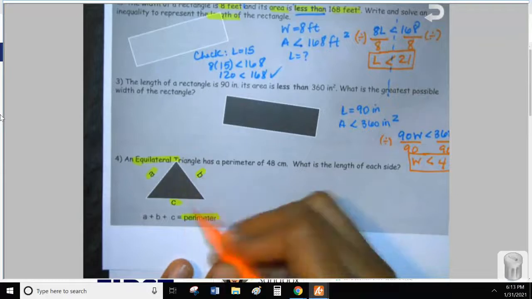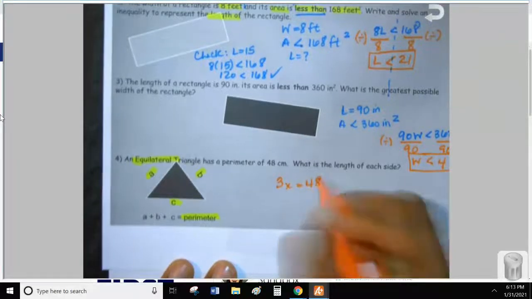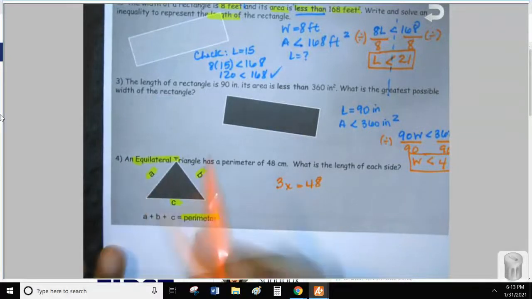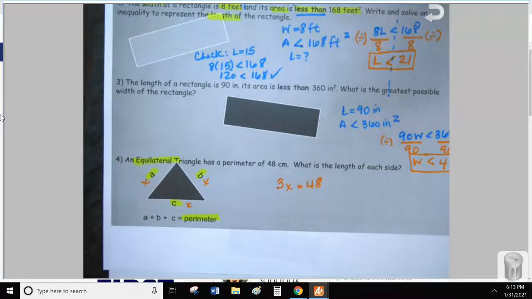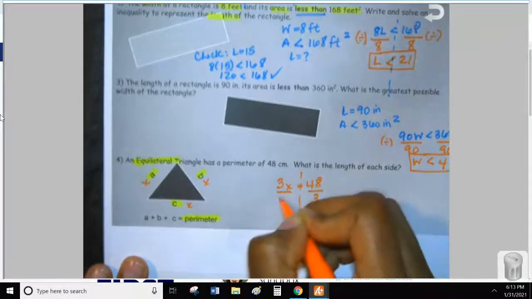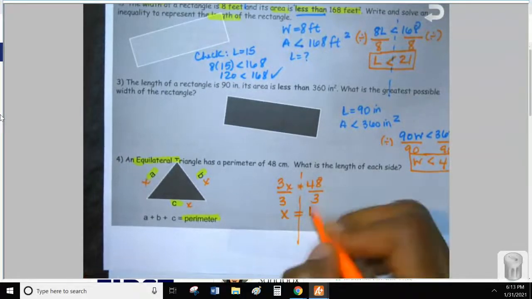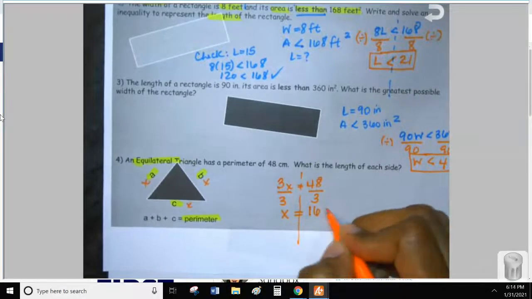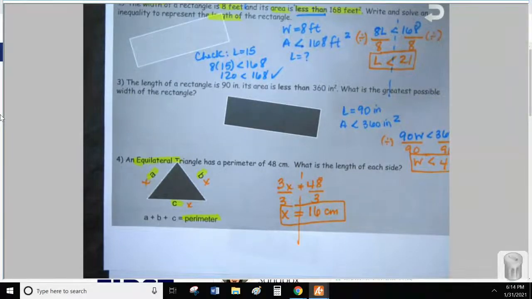Because it's 3 sides, I would do 3 times the length, and we'll just say x, equals 48. I'm saying the sides are x, so this is x, x, and x. Because they're equilateral, they will all have the same value. So x plus x plus x will give me my perimeter of 48. I want to solve it by dividing both sides by 3. X will equal 16 centimeters. The side would be 16. 16 plus 16 plus 16 would give us 48 centimeters.